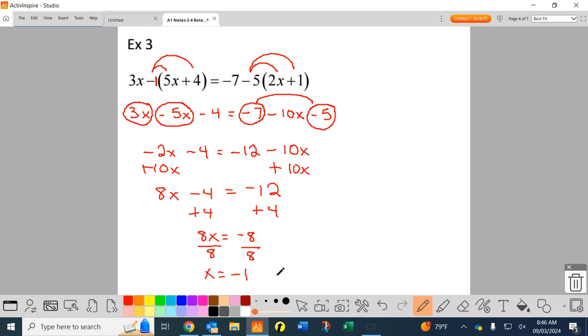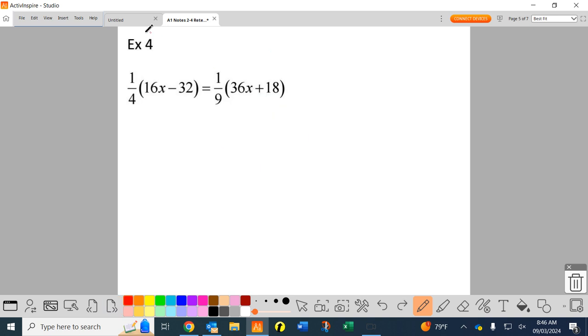Okay, let's go to the fraction problem, guys. Here we go. Grab your calculators, because this one, the fractions go away if you type this correctly. So we're going to distribute the 1/4 across here and the 1/9 across here. So grab calculators.